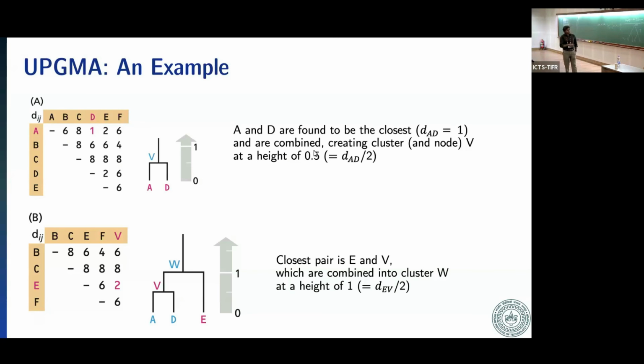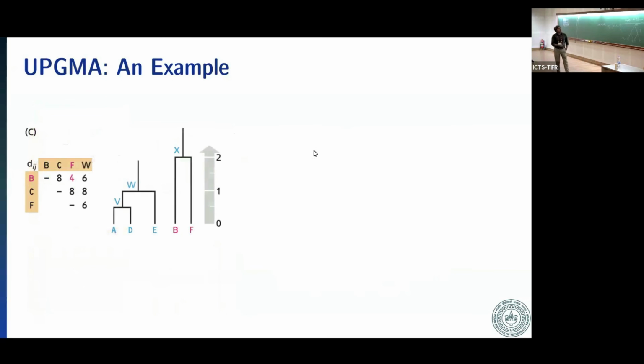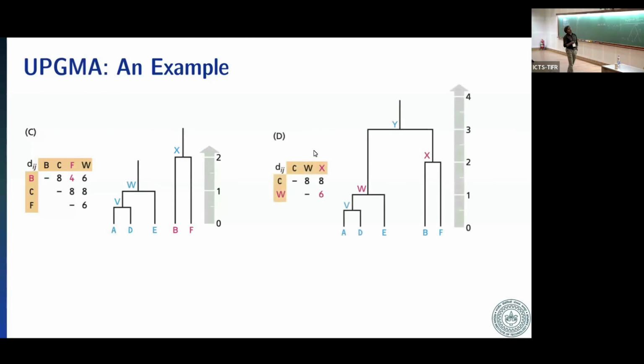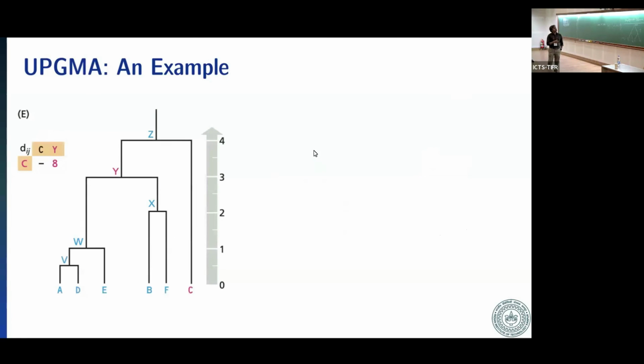So we repeat this process, and each time we are basically merging two nodes from the distance matrix. By repeating this process, finally we end up with one entry in the distance matrix, between the last two sequences to combine. This gives us the complete tree.